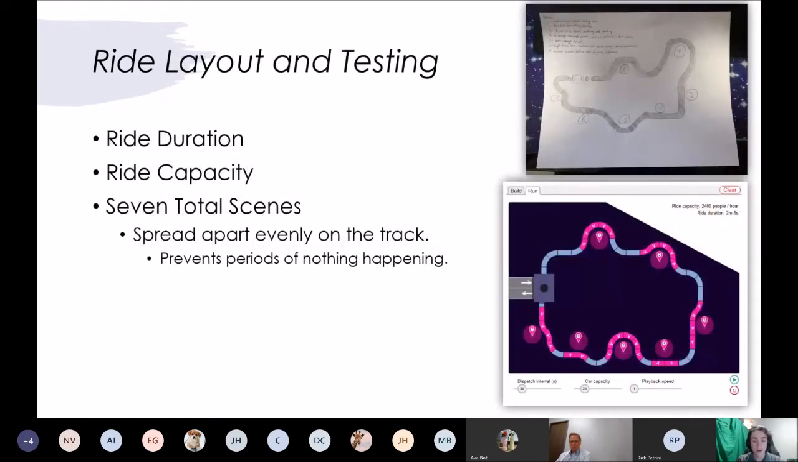So here's the ride layout and testing of my ride. The above picture is before testing, which I drew out, and the below picture is after testing. These tests were testing for overlap of scenes and optimal guests per hour.